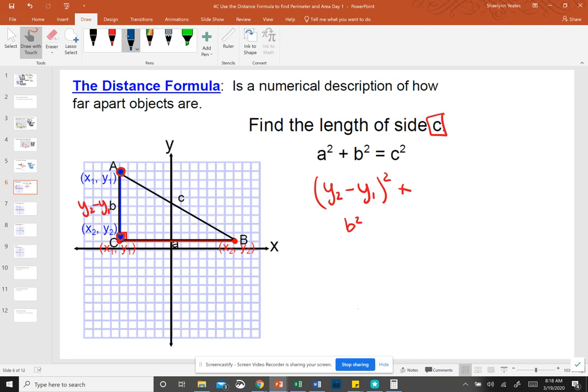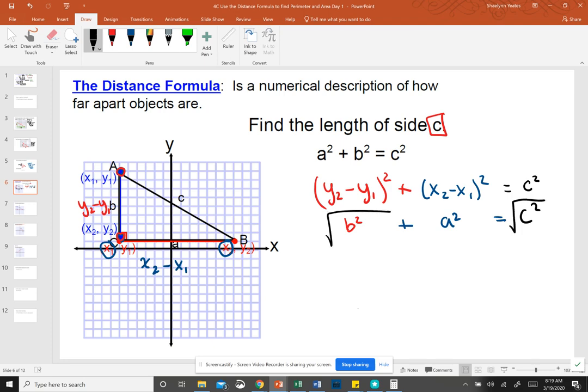Now for A, notice that this is a change in your x's. So this will be x2 minus x1 squared. Here's my a squared. So I have a squared plus b squared, and that equals c squared. Well, if I want to solve for c now, I have to square root both sides, right? Because c is almost all by itself. So if I square root this, I'll get c, right?